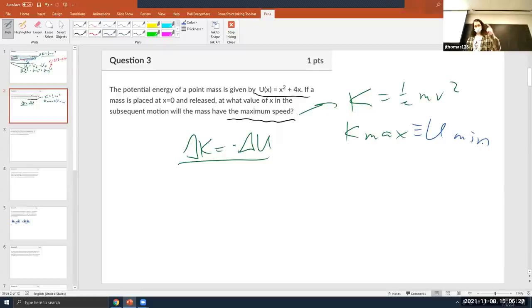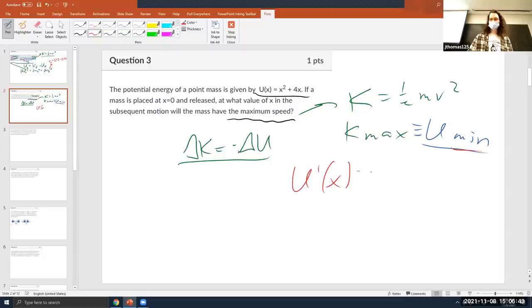Since kinetic will go up when potential goes down, I know that I want potential energy at a minimum. Now I rely on my calculus skills. So I have a function for potential energy in terms of position. If I want to minimize that potential energy function, then I need to take a derivative.